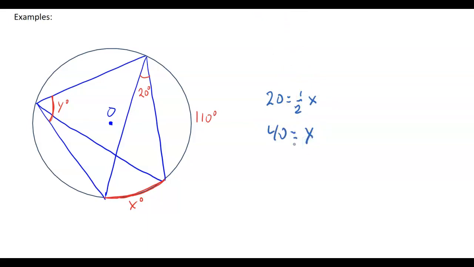All right, what about y? Well, y intercepts this arc starting here and going all the way around to there. Do you see that? Here are the two chords that make up angle y. Okay, so that's 110 plus 40 is 150. So the measure of angle y is half of 150, which is 75 degrees.